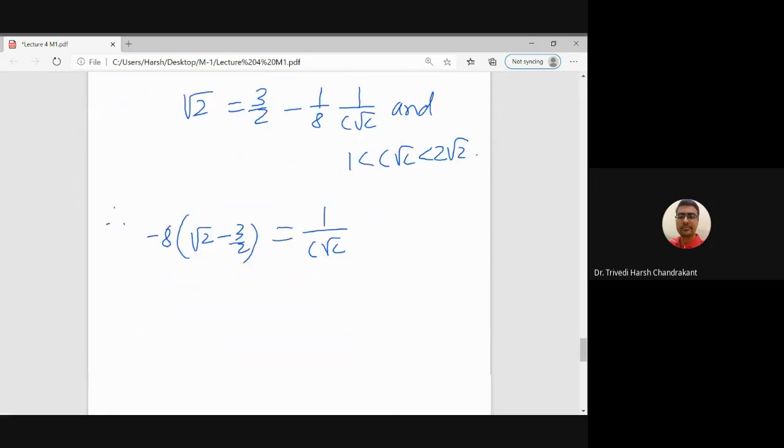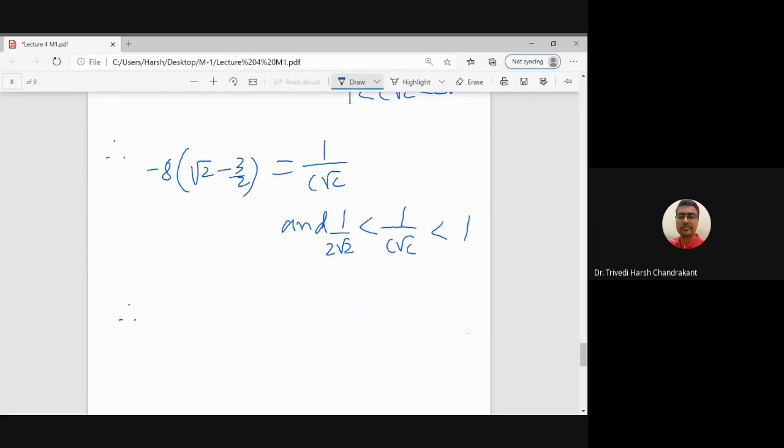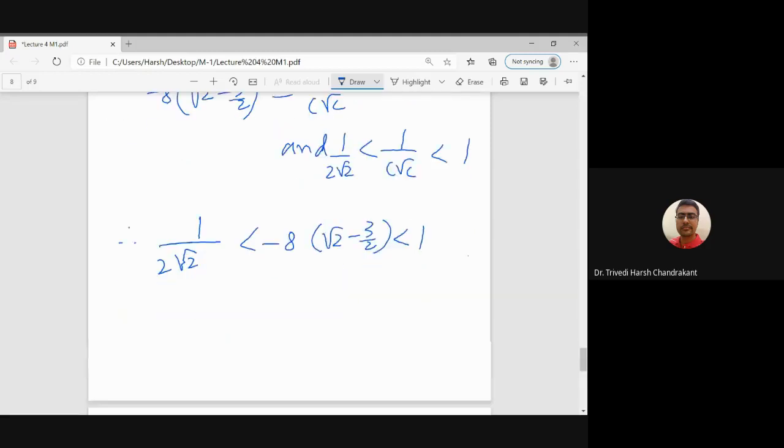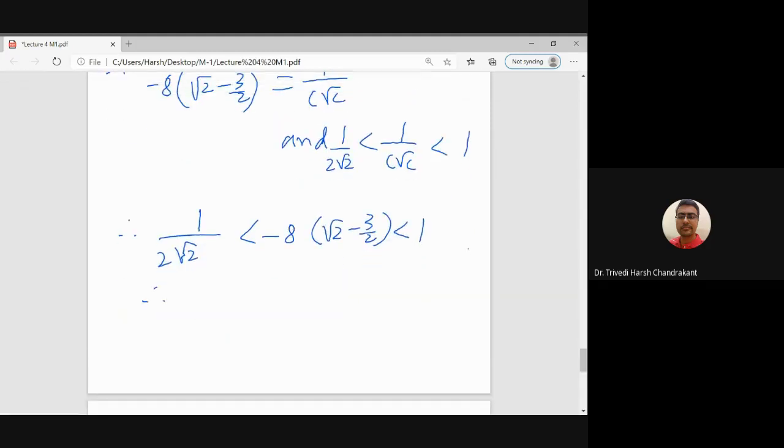And then essentially what we get is this term is between 1 upon 2 root 2 and 1, right? So essentially what we get is 1 upon 2 root 2 is less than minus 8 times root 2 minus 3 by 2 less than 1, and that will give us minus 1 by 8 less than minus 1 by 16 root 2.